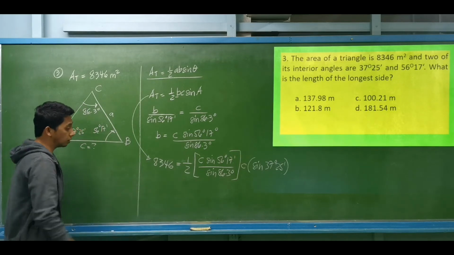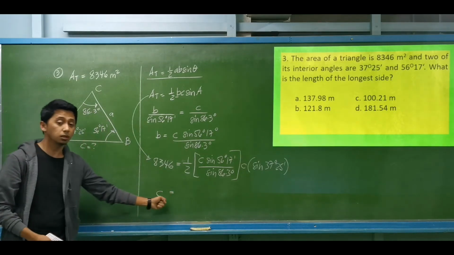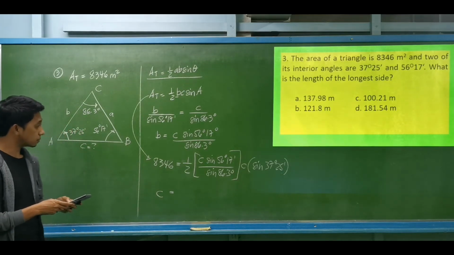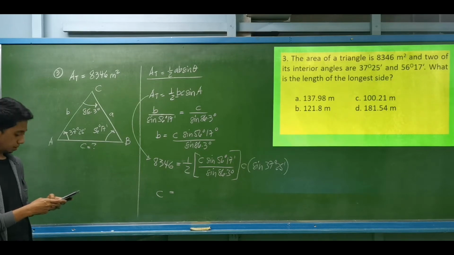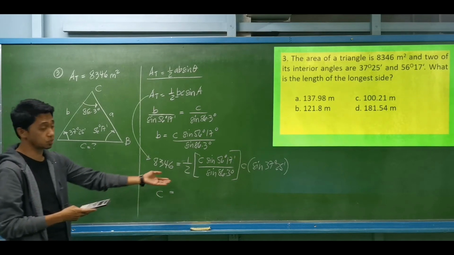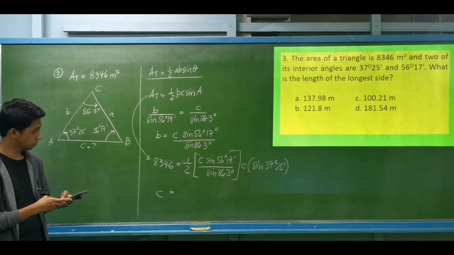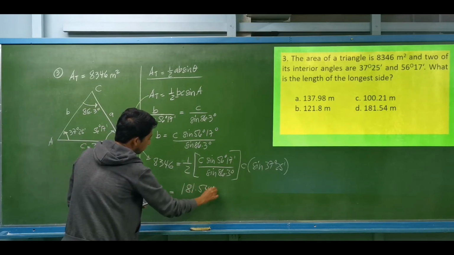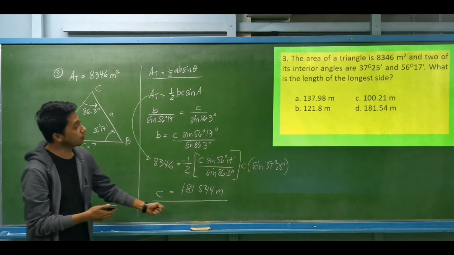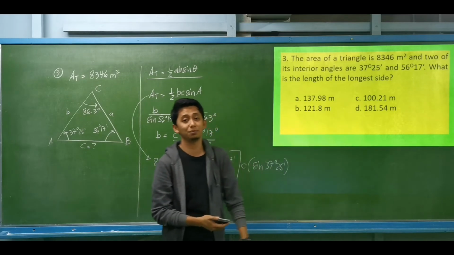Okay, kung mapapansin natin sa equation na to, ang unknown na lang is si side C, which is the longest side. So we have, that is sine 56 degrees, 17 minutes multiplied by the sine of 37 degrees, 25 minutes, divided by sine of 86.3 degrees. Pwede naman kayo mag-shift solve. Divide by 2, 8,346 divided by that, then square root. So yung nakuha ko na value of C is equal to 181.544 meters. Okay, so sagot natin, letter D, 181.54.